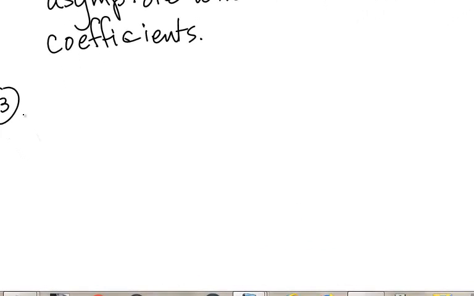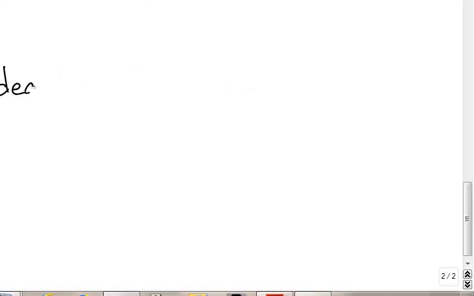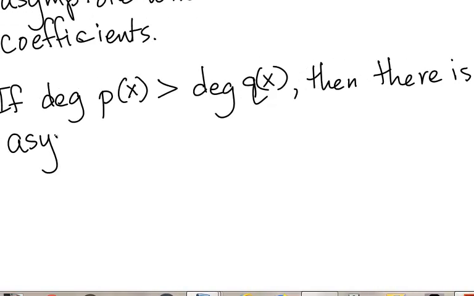Okay, and the third one, if the degree of the numerator is bigger, greater than the degree of the denominator, q of x. If the degree of p of x is greater than the degree of q of x, then there is no horizontal asymptote.